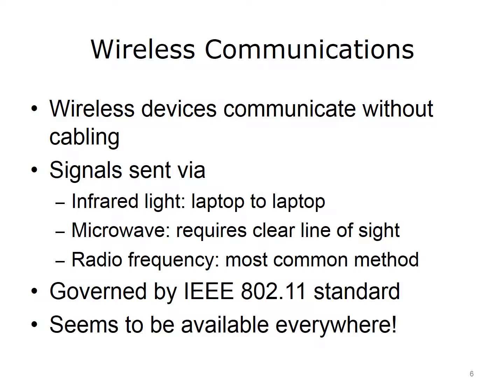Wireless communication occurs without cabling. Signals are sent via infrared light, for example, from laptop to laptop, by microwave, which requires a clear line of sight between the sending and receiving devices, and by radio frequency, which is the most common method used today. All signals are governed by the IEEE 802.11 standard. Wireless communication is prevalent throughout the world, and its use is only going to continue to grow.